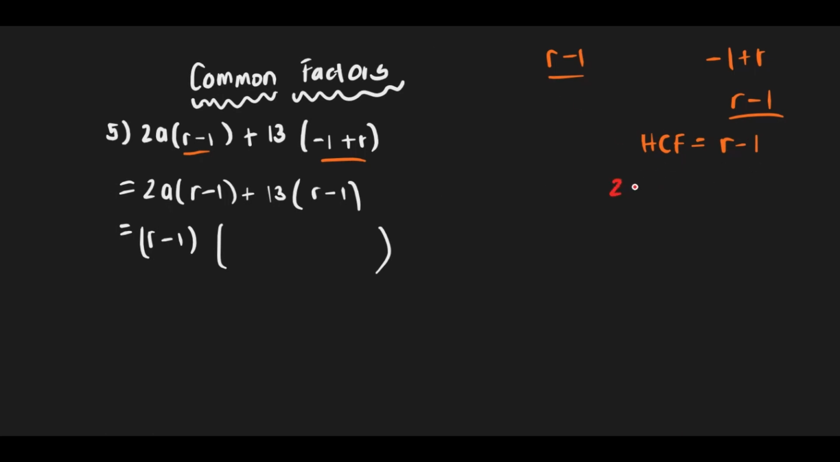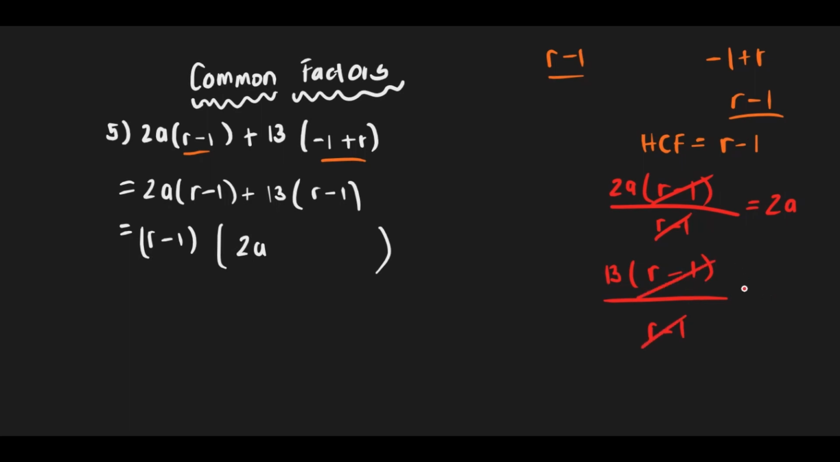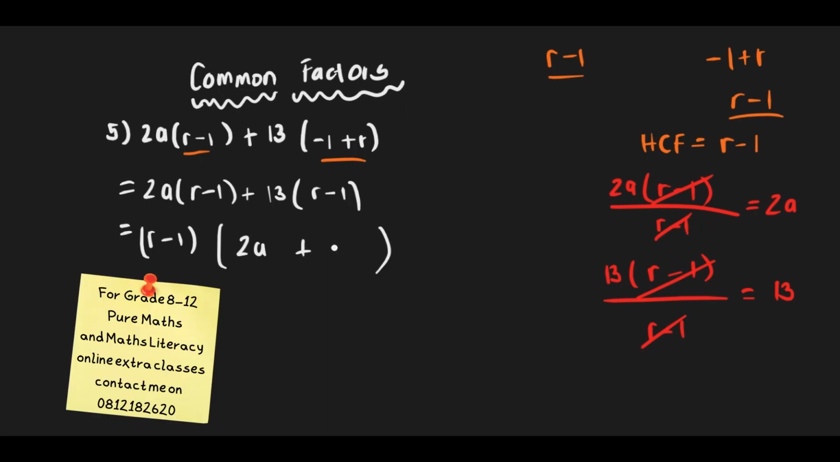You're going to say 2a, open bracket, r minus 1, divided by what? Our highest common factor, which is r minus 1. And the r minus 1s are going to cancel out, so you're going to be left with 2a. So here your answer is going to be 2a. Then you're going to take the second term, which is 13, open bracket, r minus 1, divided by what? Our highest common factor, which is r minus 1. So the r minus 1s are going to cancel out, so you're going to be left with 13. So your answer is going to be plus 13.